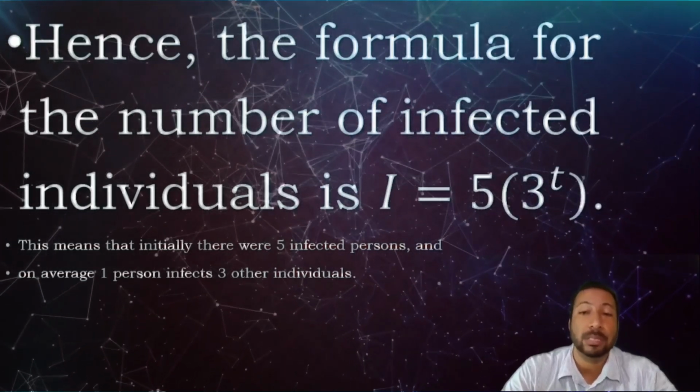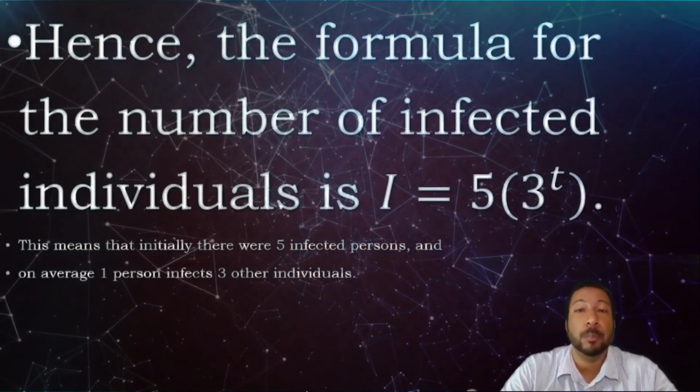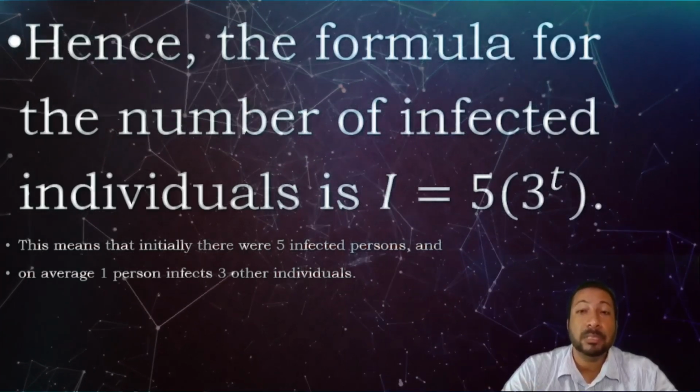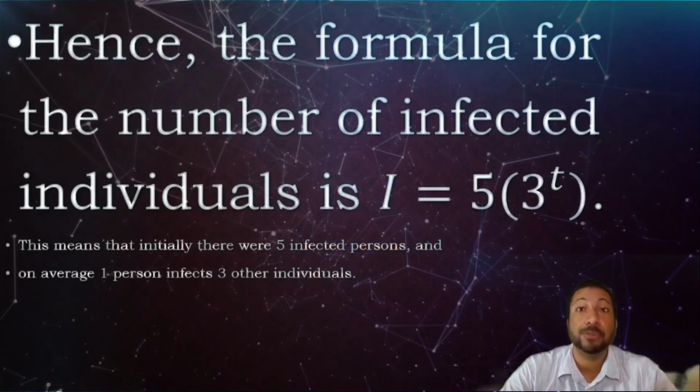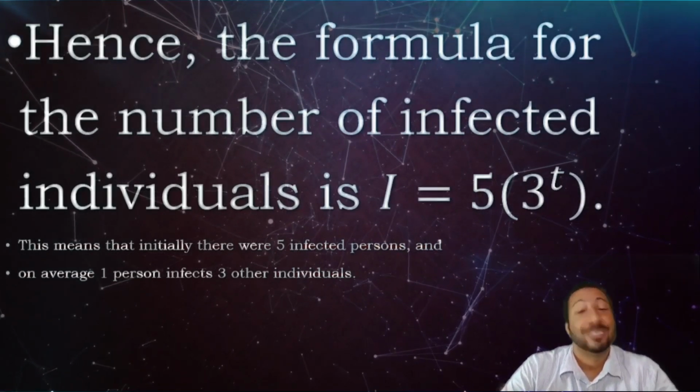This means that initially there were 5 infected persons in this city, and on average, 1 person infects 3 other individuals. Remember that R was the basic reproduction number, or you could say the infection rate. So 1 person infects 3, those 3 infect 3 each, and it grows exponentially like that. So that is the end of this lesson.